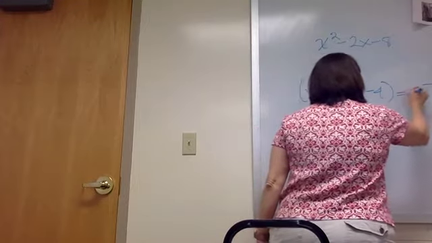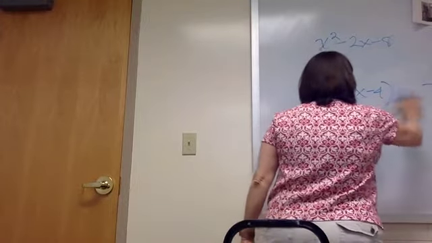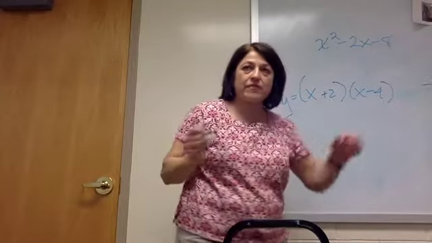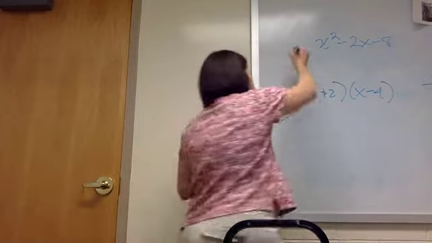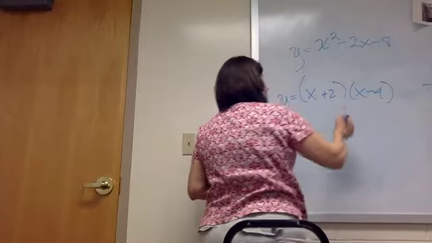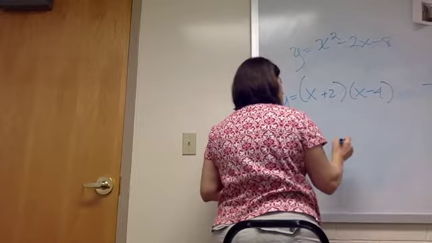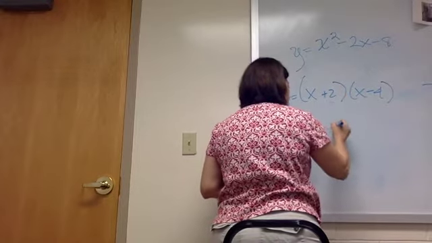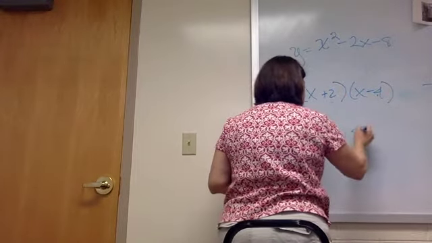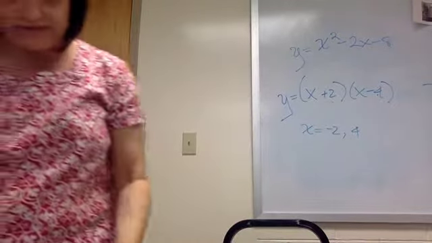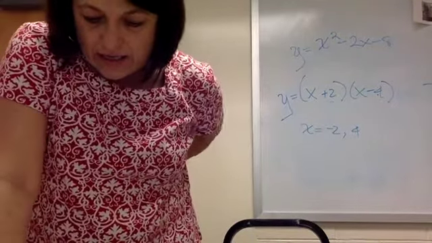Now, if I set this to 0, and if you graph this as y equals, graph it on your calculator. Where is this going to cross the x-axis? At x equals negative 2 and positive 4. Graph this and see where you're crossing the x-axis, and you can check it. I graphed them both at the same time.